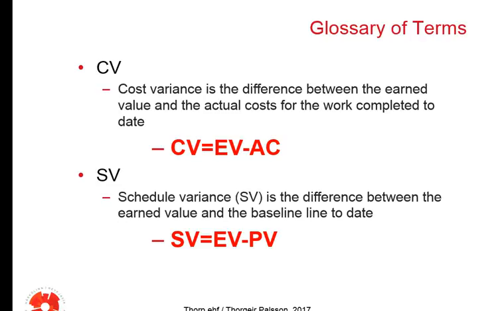A negative cost variance means that the project is over budget. It means that what you have actually spent is more than you planned. Same as the schedule variance: if that one is negative, then it suggests that the project is behind schedule. So the cost variance relates to the budget, and the schedule variance relates to the time element of the project.